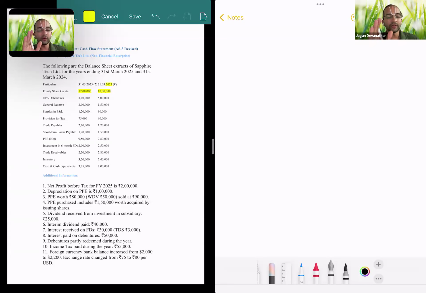Now, income tax paid during the year is 55,000. Foreign currency bank balance increased from $2,000 to $2,200. Exchange rate changed from 75 per dollar to 80 per dollar.